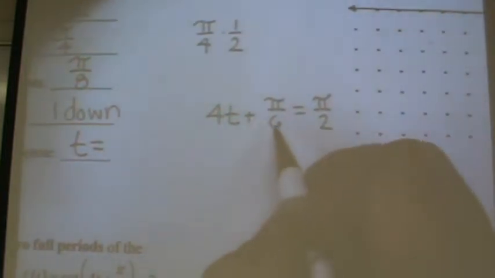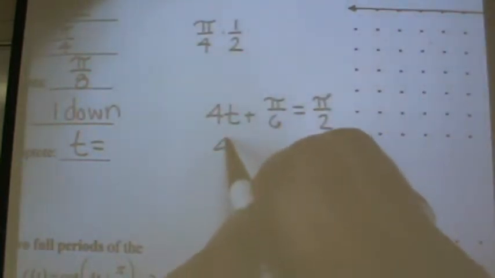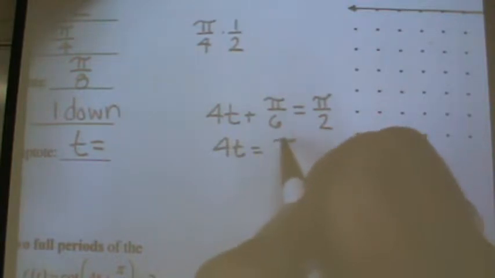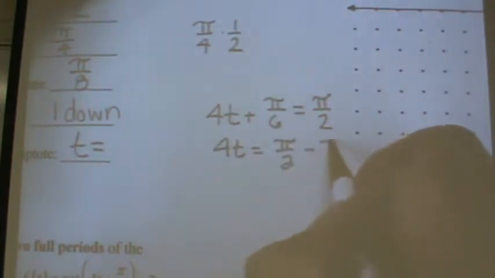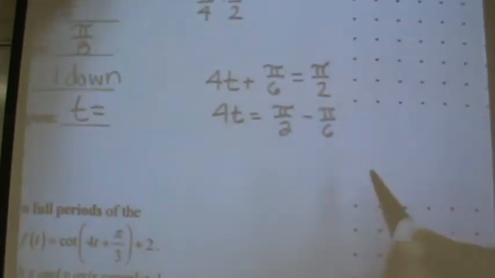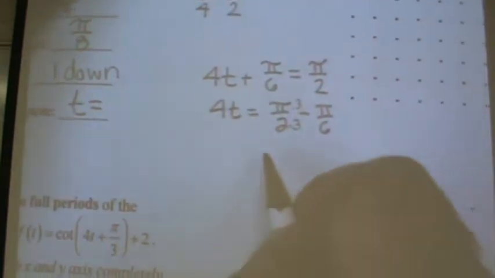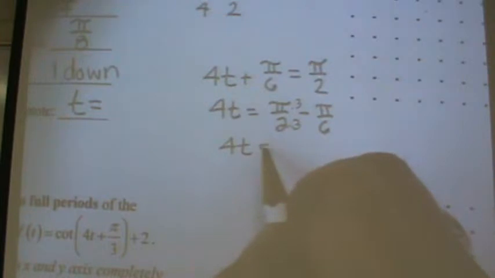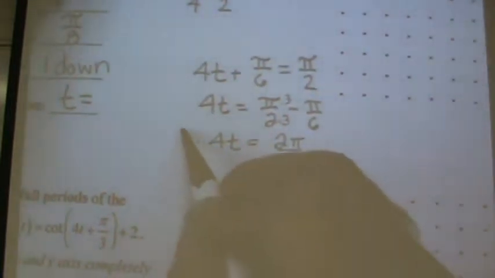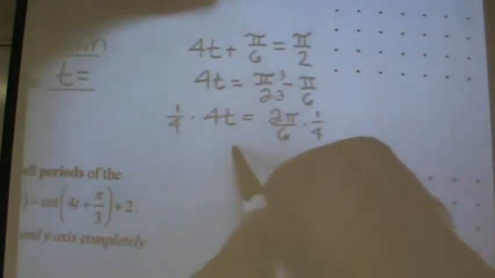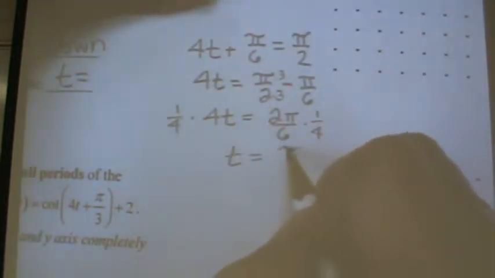So let's solve this. Subtract pi over 6. Pi over 2 minus pi over 6. Get a common denominator, so multiply this by 3, this by 3. So 4t is equal to 2 pi over 6. Okay? Questions on that? And then multiply by 1/4. So t is equal to pi over 12.